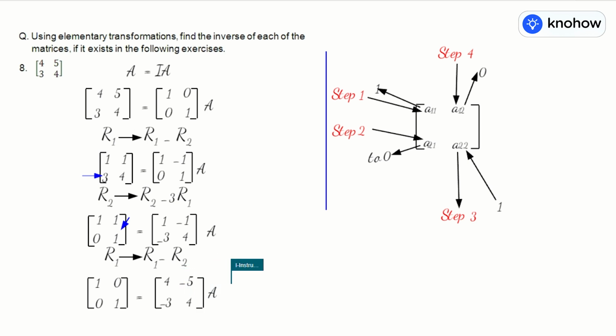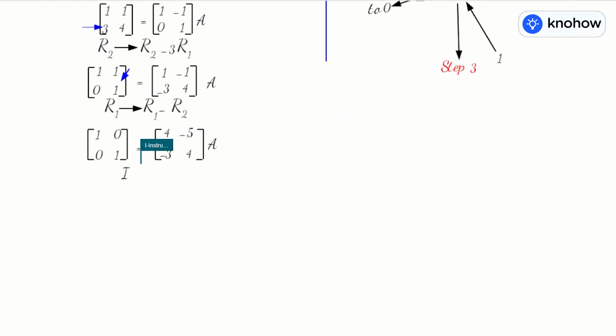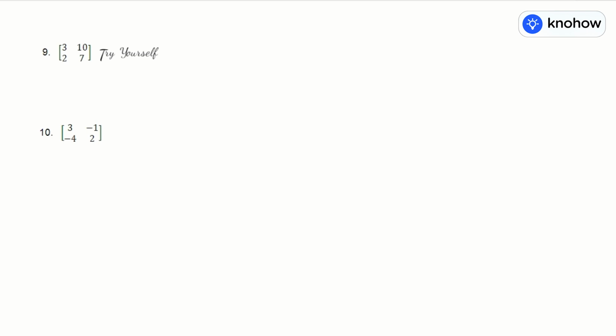So now we have got the required form, that is I equal to, here if I call it B, BA. So this implies that A inverse, the required inverse is B, which we have determined as 4, minus 5, minus 3, 4, is the required value of A inverse. Now, question 9, you try yourself. This is almost the same as question 8. So I leave it for you to try question 9.